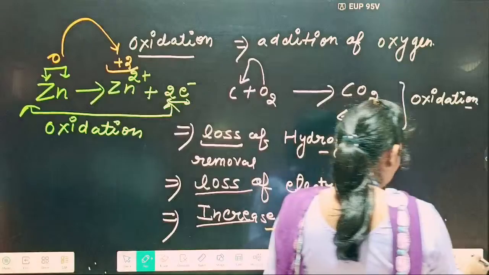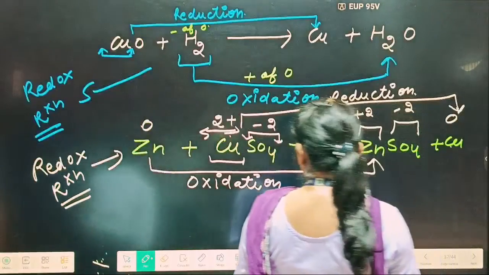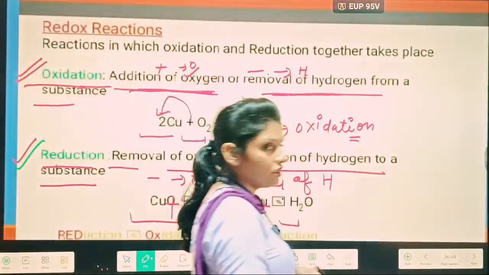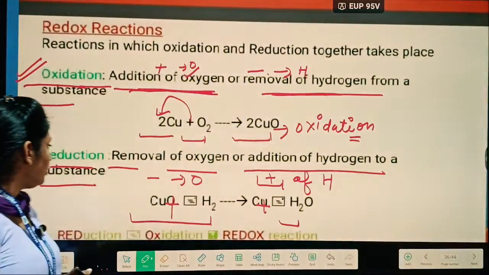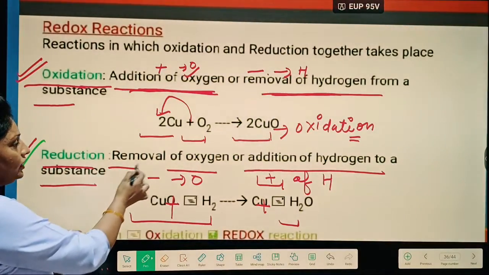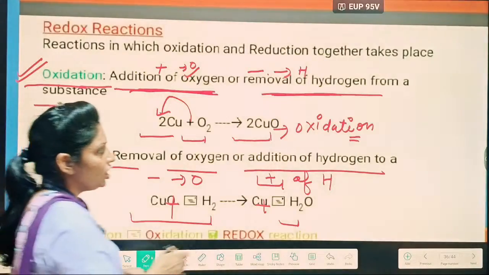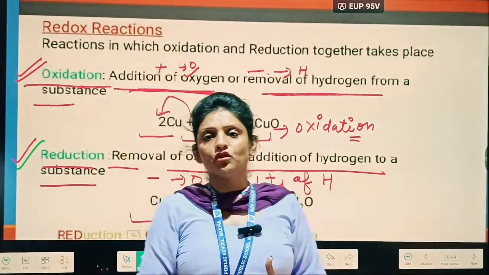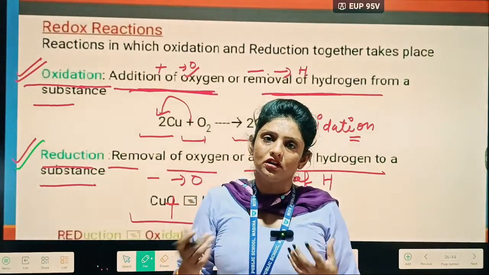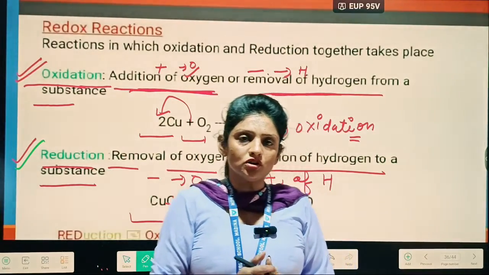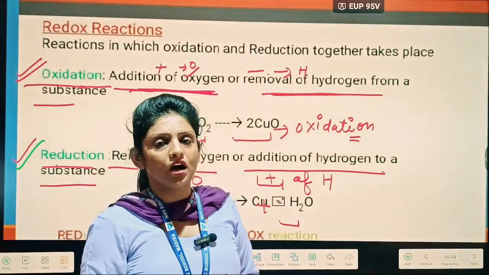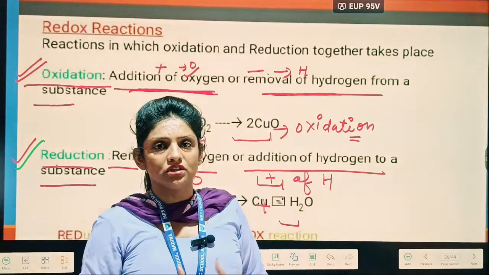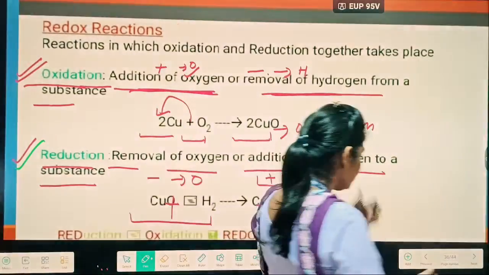Then students, if I talk about the reduction, reduction means just opposite to the oxidation. If either removal of oxygen takes place or addition of hydrogen takes place, then that process is known as the reduction. Okay, so students, today we will discuss about the oxidizing agent and reducing agent.